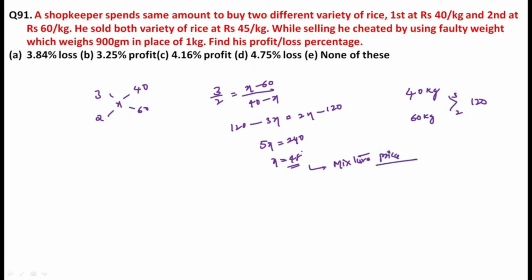Now the mixture, he bought it for 48, but he sells it at 45. Definitely we can get a loss. But he was cheating with weights. He uses 900 grams instead of 1 kg. For example, see price and quantity. He needs to purchase 1 kg, 1000 grams. The mixture price is equal to 48. The selling price is 45, but now he was using 900 grams only.